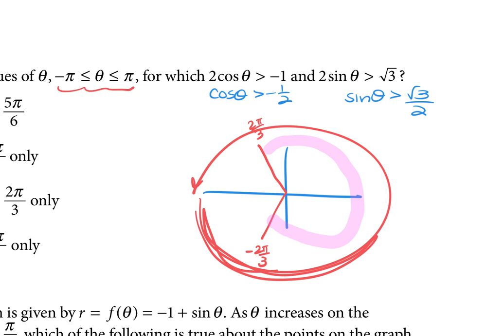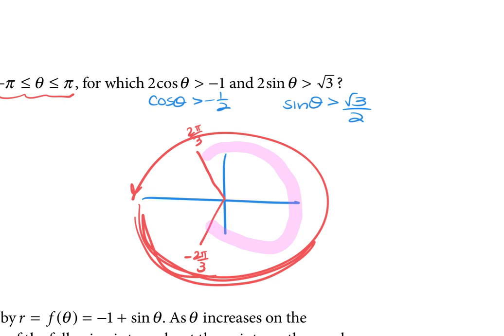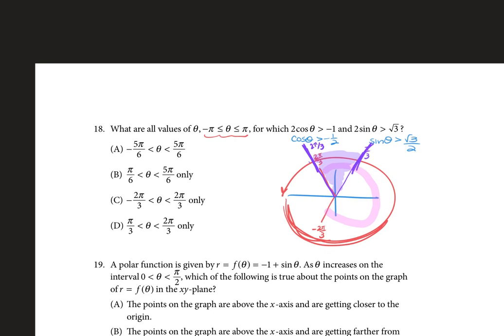Then the second part says sine is greater than root 3 over 2. Where is sine equal to root 3 over 2? Pi over 3 and 2 pi over 3. Because it's sine, right? So it's the y. So where is the y bigger than? All the way up here. These values here, it would be bigger, right? So I literally only want where it overlaps, from pi over 3 to 2 pi over 3.